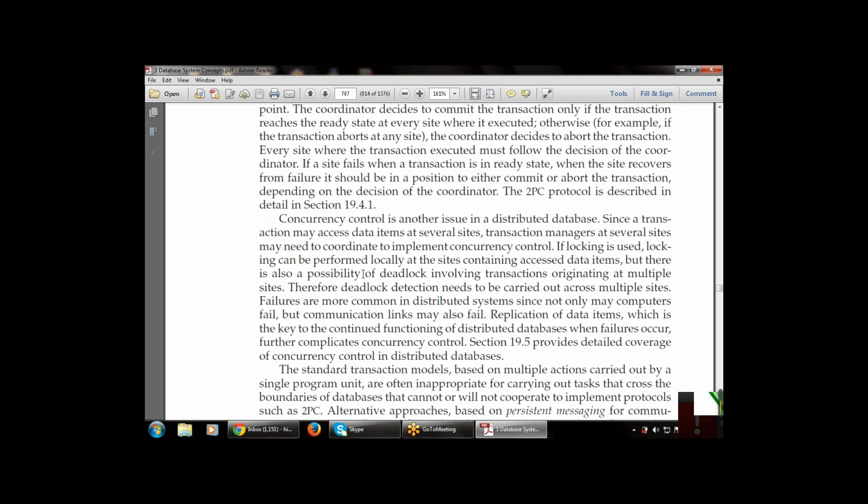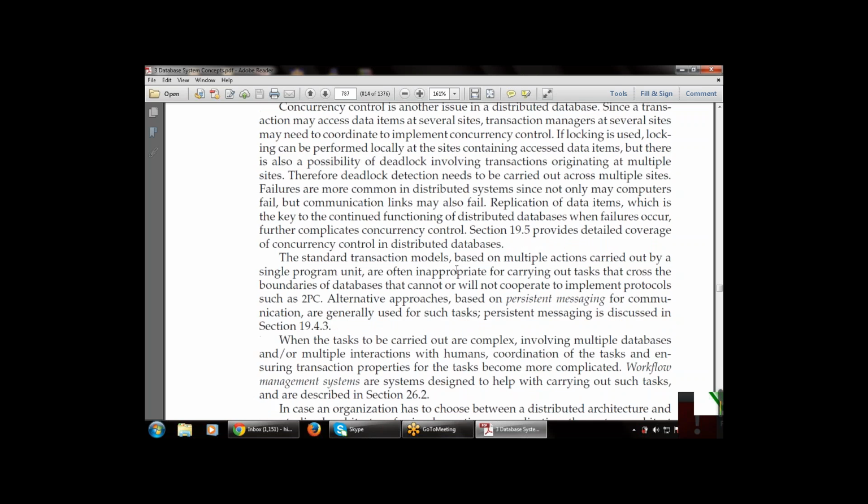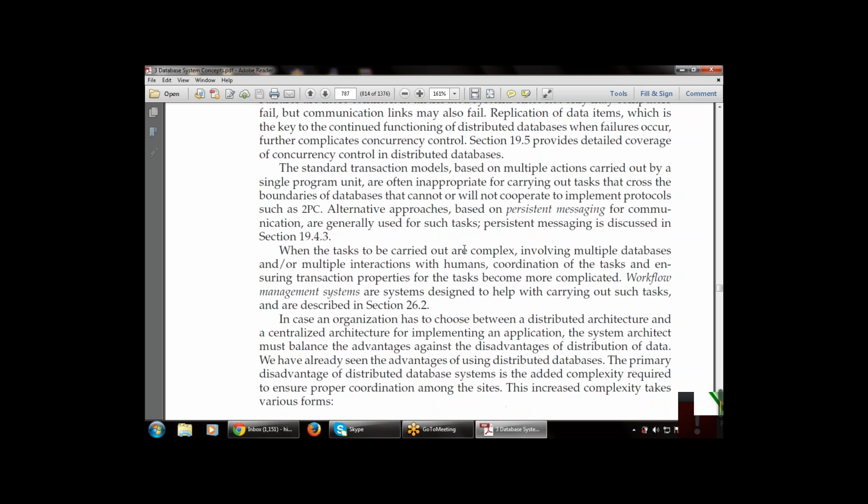Another issue in distributed database systems is concurrency control. That is a major issue in distributed database systems as well. When the task to be carried out is complex, involving multiple databases or multiple interactions with humans, coordination of the task and ensuring transaction properties for the task become more complicated. Whenever there are more tasks and more data, the task becomes complicated and will not work in a proper or efficient manner.